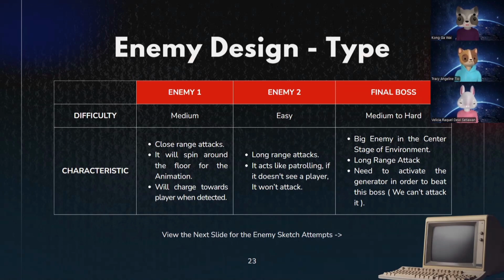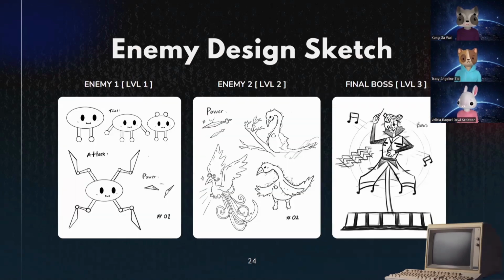And the final boss is a big enemy that will be in the center of the environment. It's a long-range attacker, and the only way to damage it is for the player to activate the generators. So here are the enemy 1, 2, and the final boss sketches.